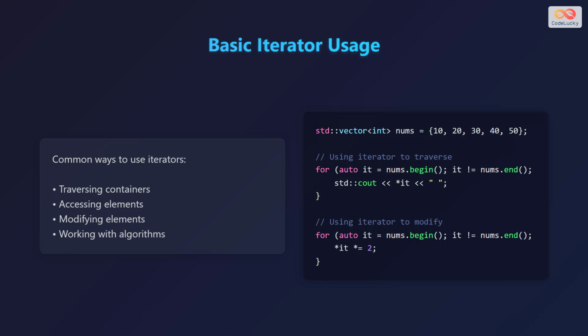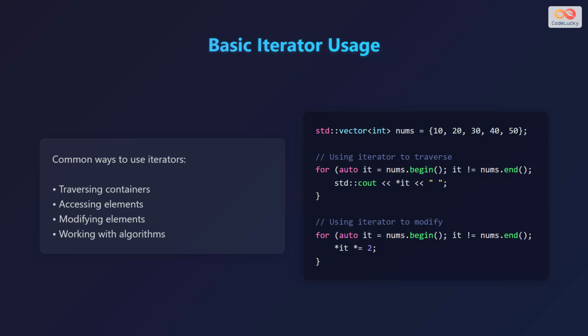Furthermore, iterators are often used in conjunction with algorithms to perform operations on container elements, such as sorting, searching, or transforming data. Here's an example demonstrating the basic usage of iterators with a standard vector of integers.